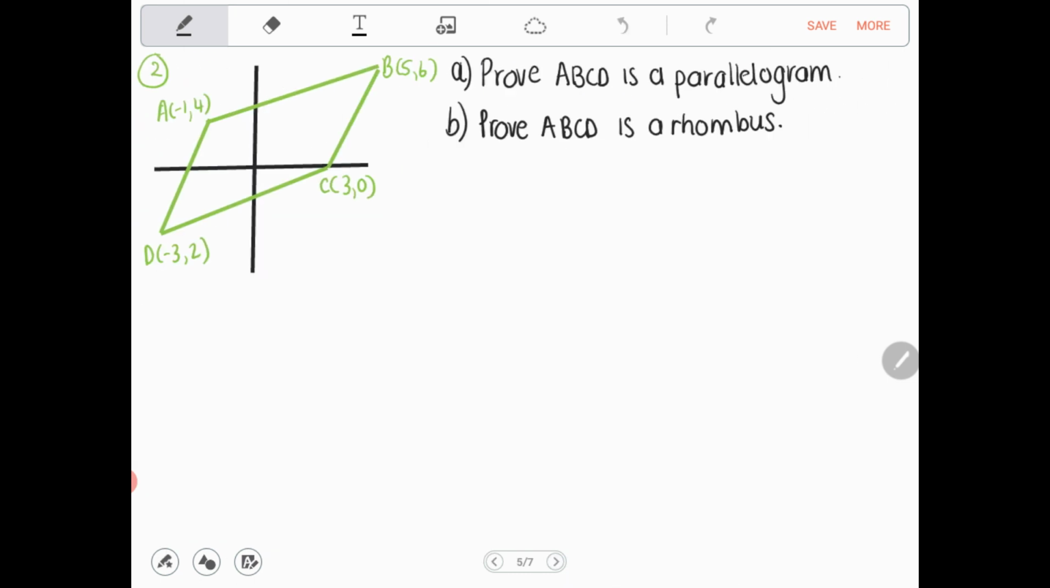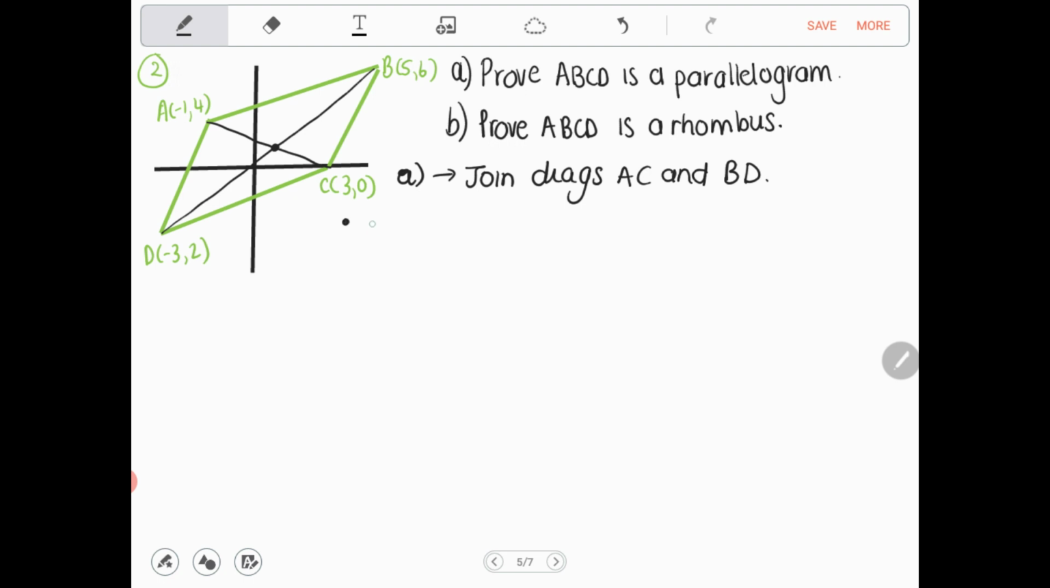Okay, number 2. Prove that ABCD is a parallelogram. So I said to you that to prove a parallelogram, we could either prove that the opposite sides were both parallel using the gradients, the opposite sides were both equal using your distance formula, or the easiest is to work with your diagonals. So I'm going to join the diagonals AC and BD, and I'm going to show that they have the same midpoint.